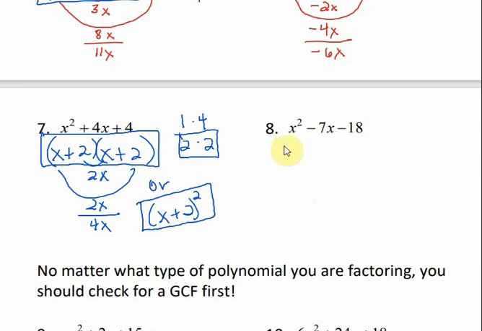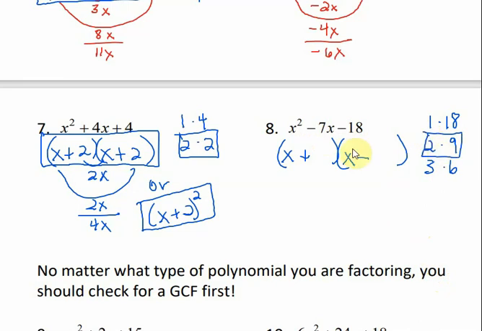Okay, for number 8, 2 sets of parentheses, x and x. Are my signs the same or different? This tells me they're different. Okay, now for 18, we have 1 and 18, 2 and 9, and then we have 3 and 6. And then that's it. Okay, so which factors would subtract to give me 7?